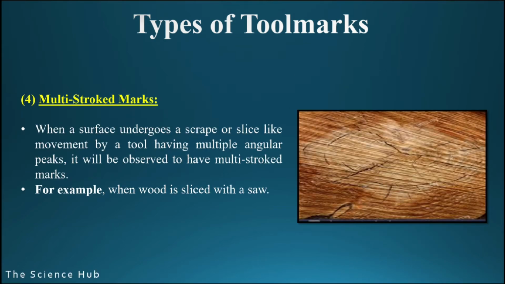Now, multi-stroke marks. When a surface undergoes a scrape or slice-like movement by a tool having multiple angular peaks, it will be observed to have multi-stroke marks. For this, the best example is when wood is sliced with a saw.